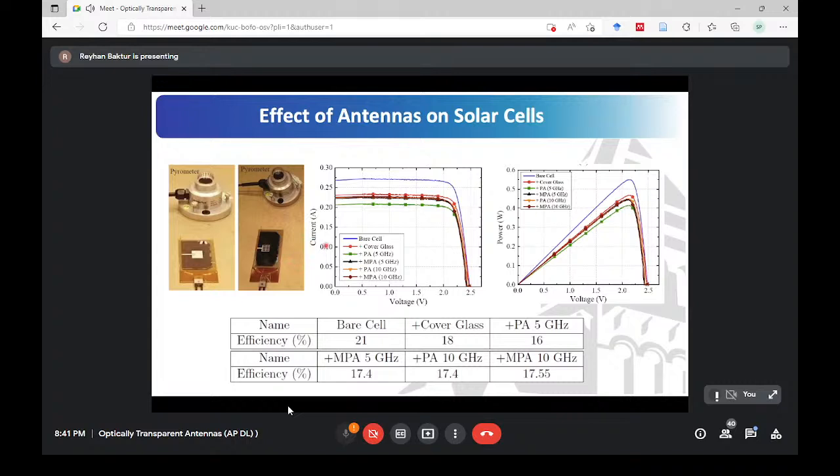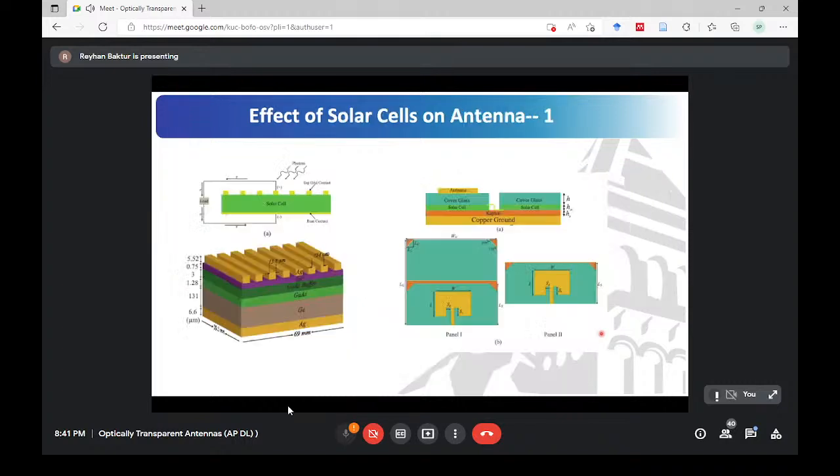So that is acceptable, because even without putting anything, there are shadows from instruments, from the wire antennas on the solar panel. So we could say, okay, see, our antenna is comparable with the shadows that you are getting. And with our antennas, you no longer need other types of antennas. So it's already integrated and conformal.